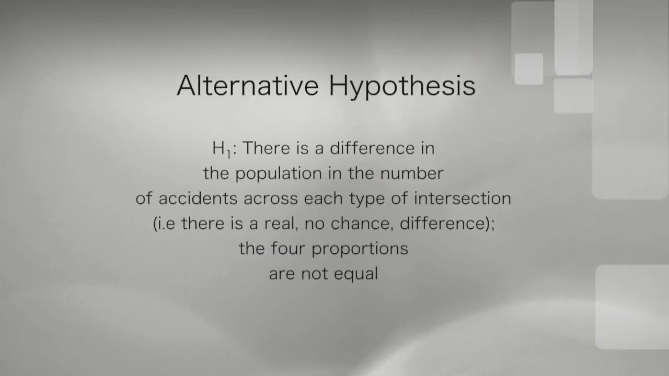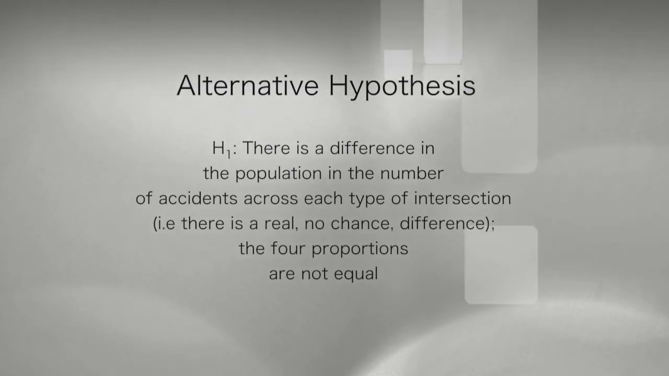The alternative hypothesis is that there is a difference in the population in the number of accidents across each type of intersection. In other words, there's a real, no-chance difference. The 4 proportions are not equal.